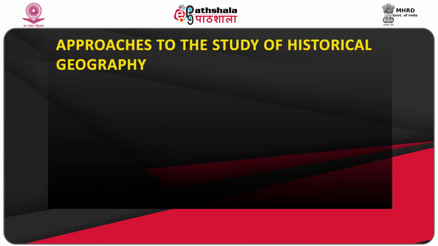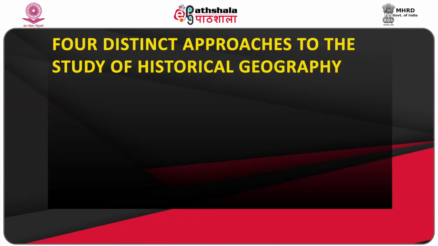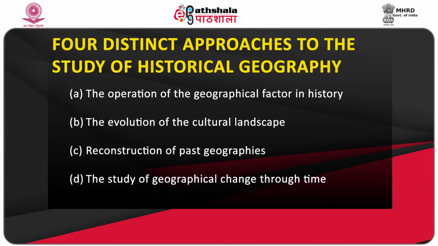Now, we go on to the approaches to the study of historical geography. How are we going to study this? According to Smith, 1965, the study of historical geography has embraced 4 distinct approaches, which are: number 1, the operation of the geographical factor in history; number 2, the evolution of the cultural landscape; next, the reconstruction of past geographies; and lastly, the study of geographical change over time. However, many studies of historical geography incorporated more than one approach.